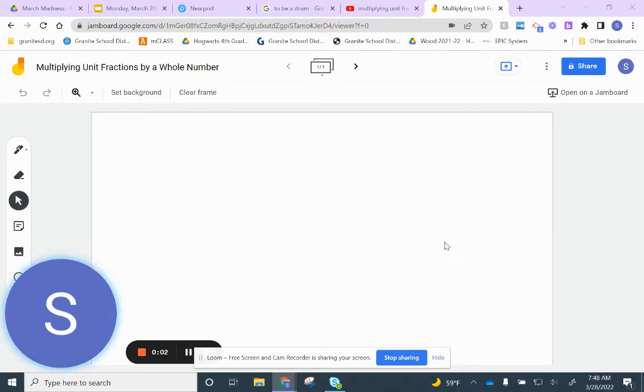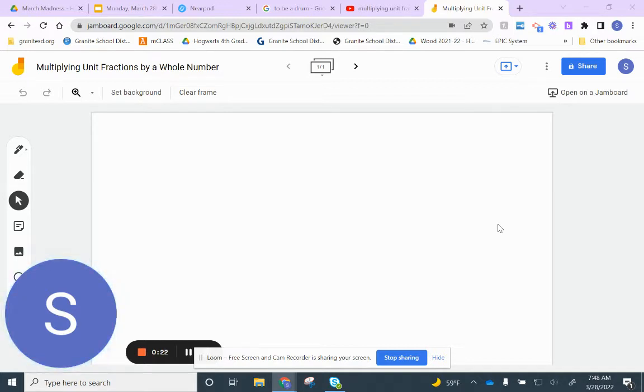Hi, fourth graders. So welcome back to our next unit. We're going to be multiplying fractions by a whole number during this unit. And we're going to start off pretty simple, and then it'll get a little bit more complex as we go along. So this lesson should be quite easy for you to accomplish. So let's get into it.